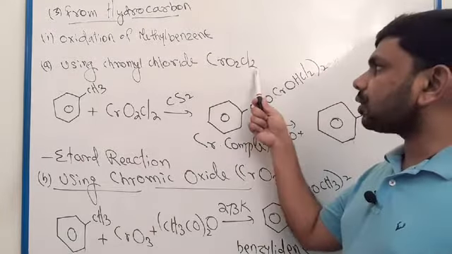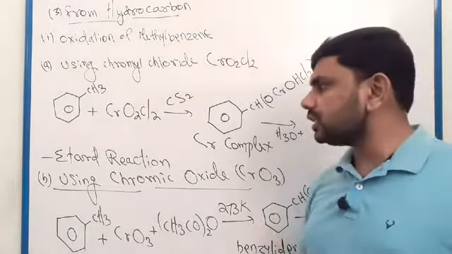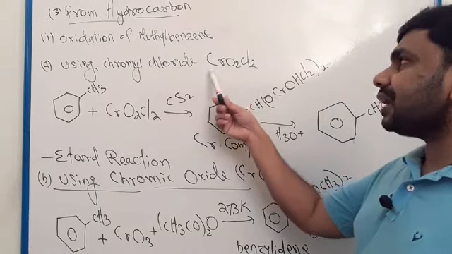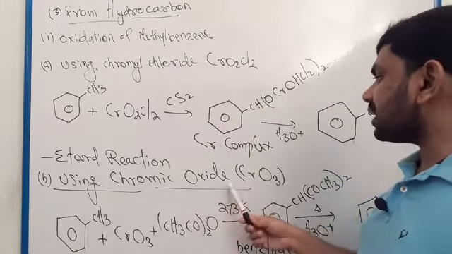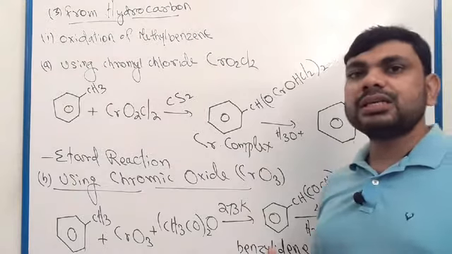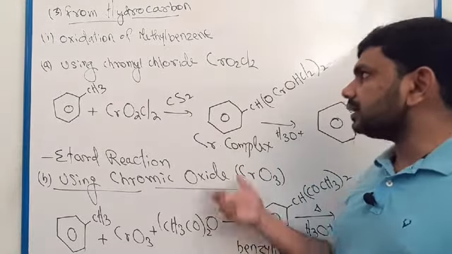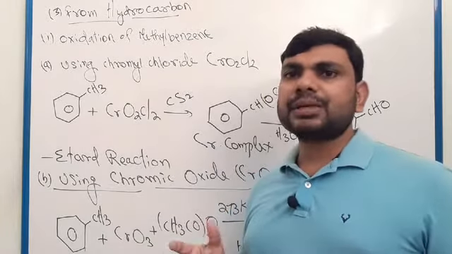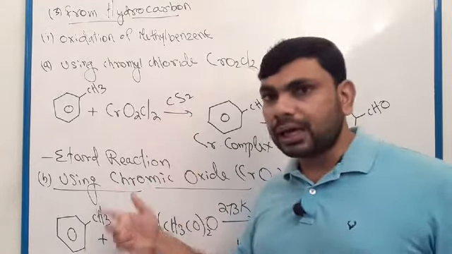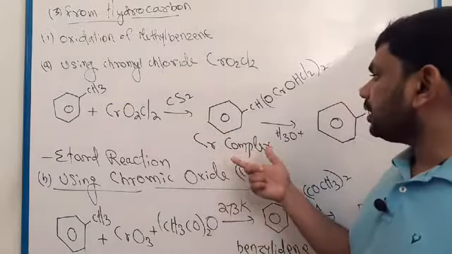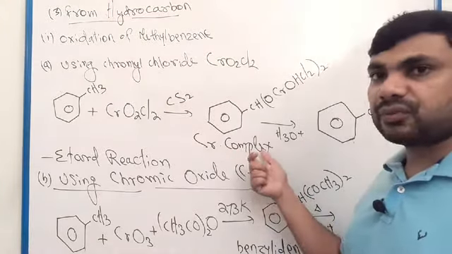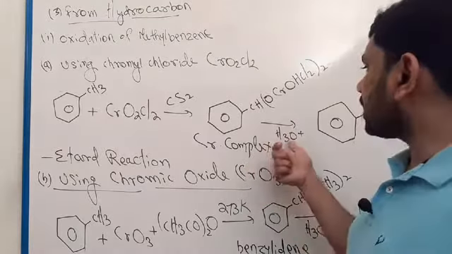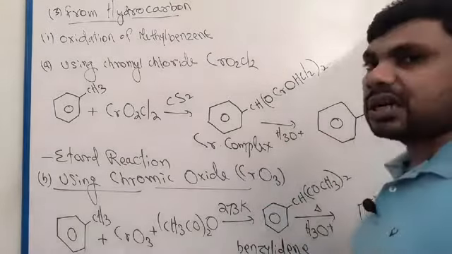Chromyl chloride means CrO2Cl2, and another one, chromic oxide, CrO3. So here, methyl benzene in presence of carbon disulfide and chromyl chloride first changes to a chromium complex. This chromium complex, on further hydrolysis, changes to benzaldehyde.